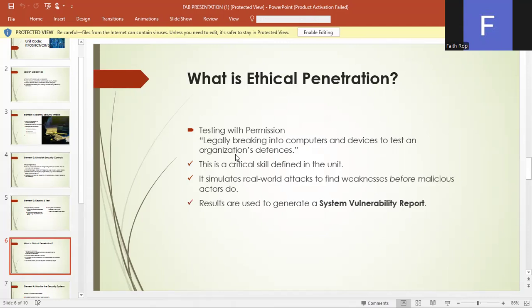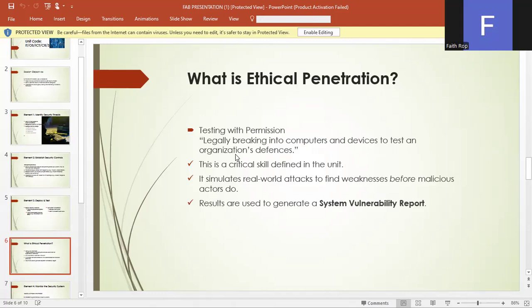This is the legal breaking into your computers and devices to test an organization's defense. It's basically legal entry with permission. You hack with permission. That is it. Okay, this is the critical skill defined in this unit. It simulates the real world attacks to find weaknesses in the system of the company before malicious attackers do.